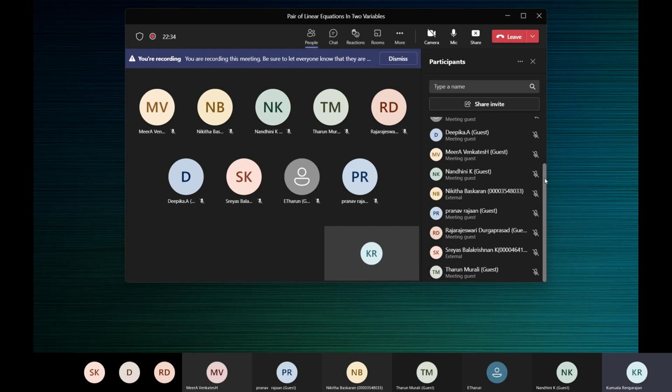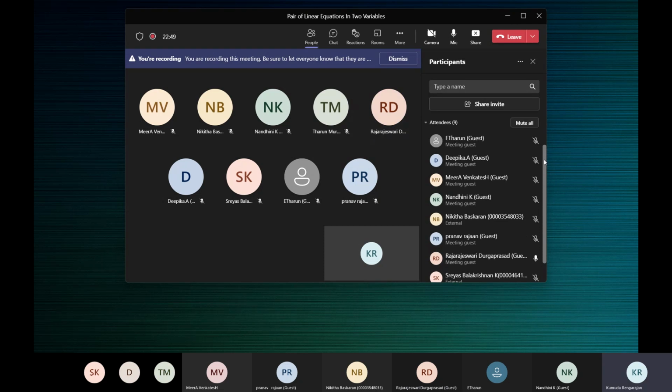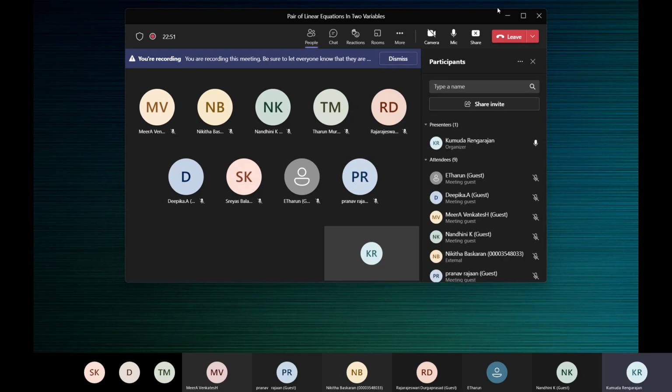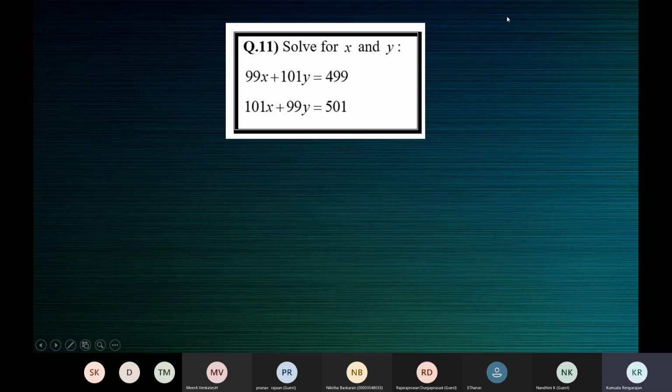So Nandini, Nikita, and Meera have shared their answers. What about the others? Rajeshwari, Tarun M, Shreyas, Pranav. Ma'am, I too got x3 and y2, ma'am. Okay. All right. Let's not take more time for this.